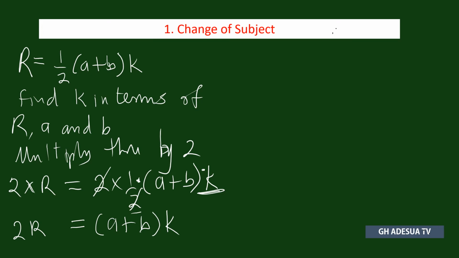Alright, our agenda is to make K the subject. So you ask yourself, what is not making the K stand alone? Then you realize that it is the A plus B which is causing this wahala. So this problem can be solved by clearing the A plus B.